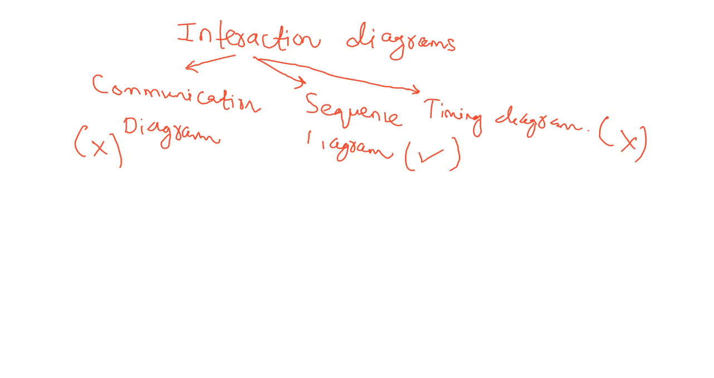As far as the interaction diagrams are concerned, there are three types: one is the communication diagram, the second is the sequence diagram, and the third is the timing diagram. As shown here, in our syllabus we do not see the communication diagram and the timing diagram. We see only the sequence diagram.